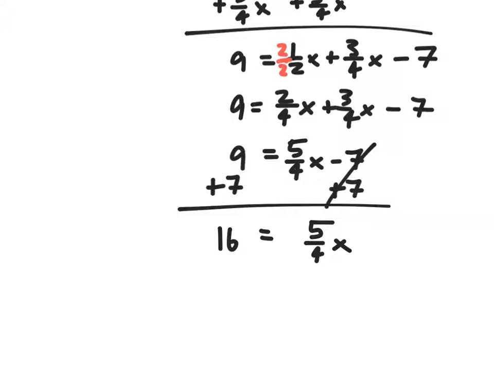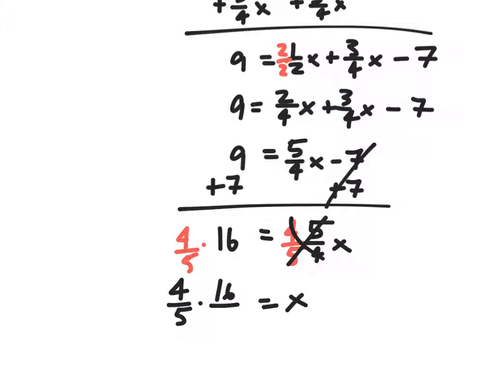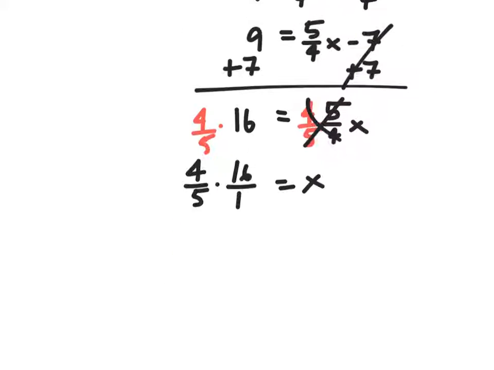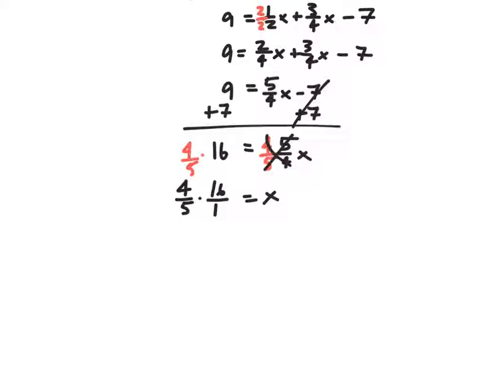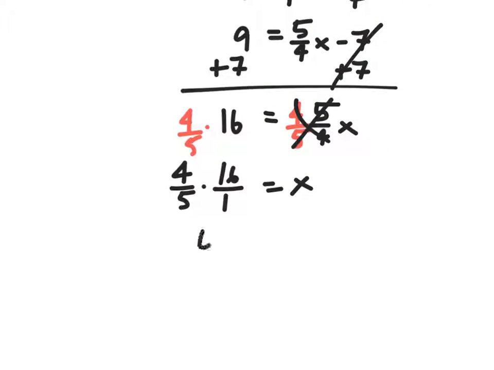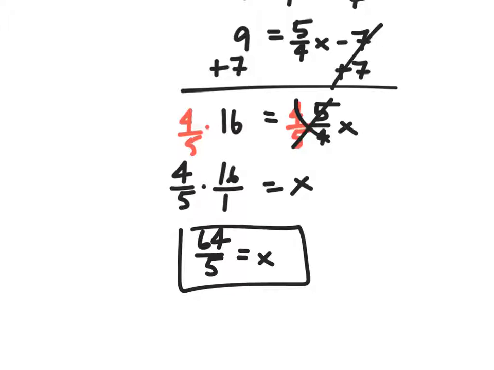Now, in order to move a fraction over, I need to multiply by the reciprocal. So I'm going to multiply by 4/5, multiply by 4/5. And so on the right side, I just get x. These are going to divide out. And I've got 4/5 times 16 over 1. So 4 times 16 is going to give me 64. All right, so I've got 64/5 is equal to x. And that's our answer, okay?